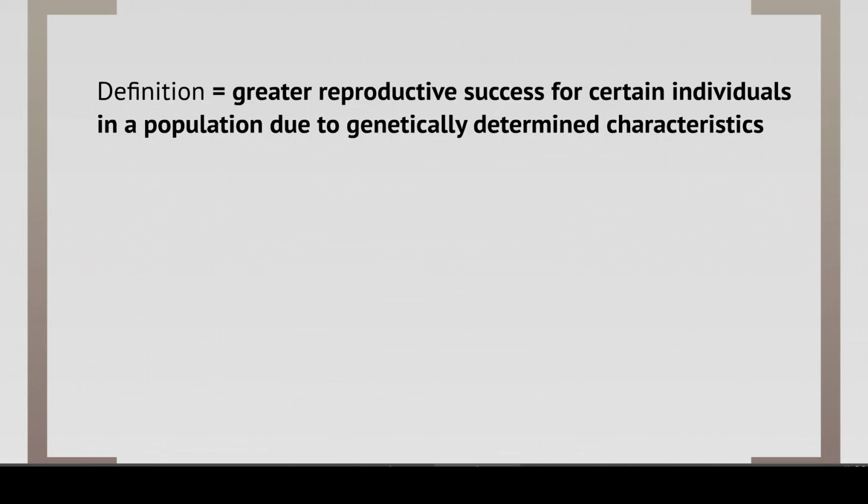Natural selection can be defined as greater reproductive success for certain individuals in a population due to genetically determined characteristics. So I know that definition is a mouthful, but let's just look at the parts. Greater reproductive success. That's a fancy biology way of saying having more babies. For certain individuals, this only works if some individuals have more babies and some individuals have less, due to genetically determined characteristics. So the characteristics that allow certain individuals to have more babies must have some genetic component. Remember, the characteristics or the phenotype are going to have an environmental component and a genetic component. And only those with a genetic component will cause an actual change in gene frequency in the population.